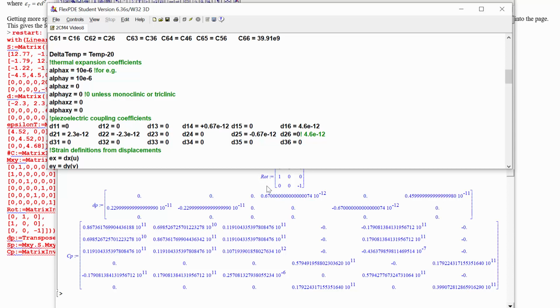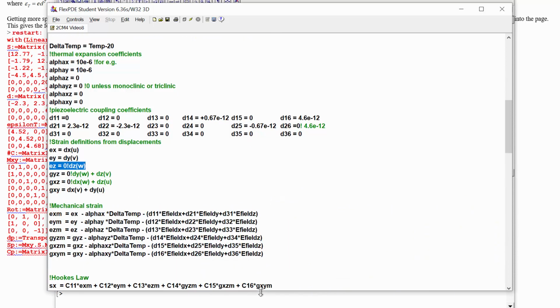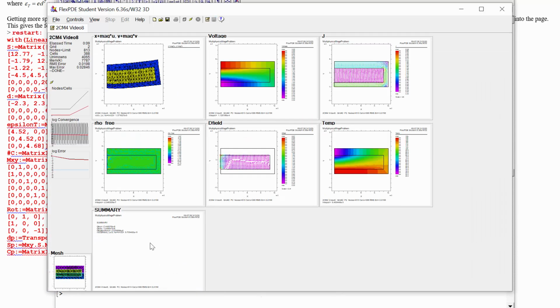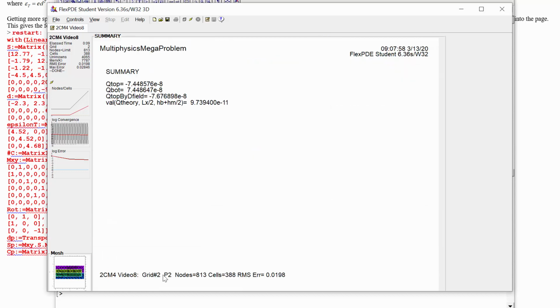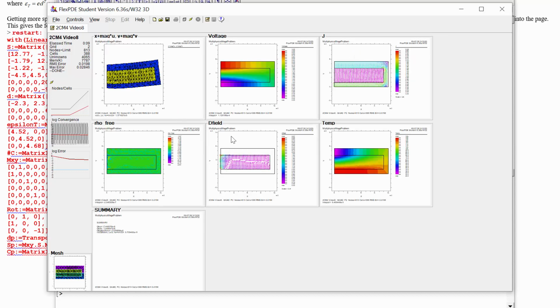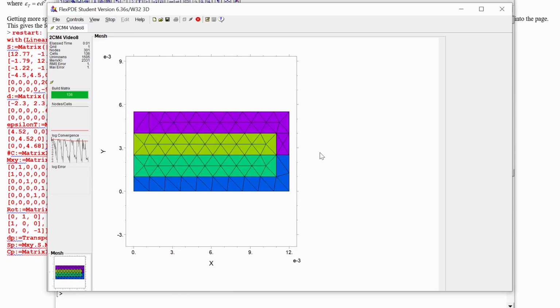All right, so let's check. Does this end up making much of a difference to what we had? So what could be different? We've got this 1.37 e minus 5, the charge maybe 7.4 e minus 8. Let's run it again.